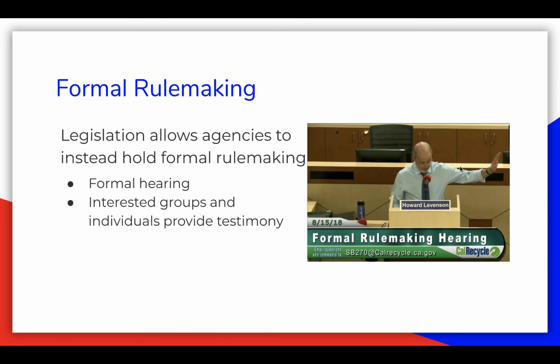Agencies don't always want to do this, though, because it's a lot more work on the part of the agency to hold a formal hearing. This is quite time intensive to set up a formal hearing.